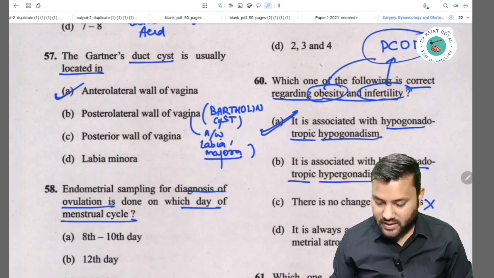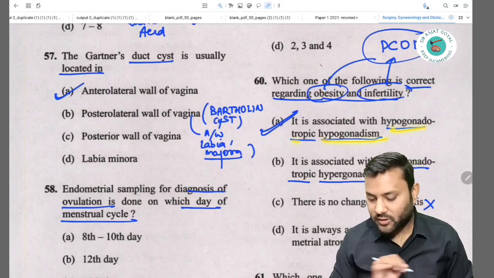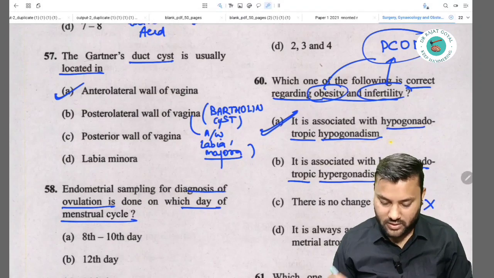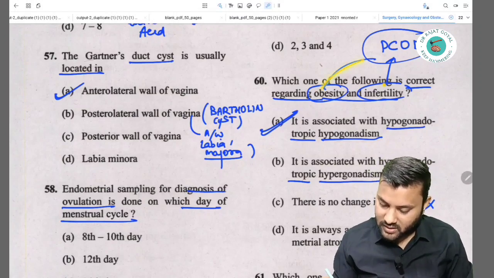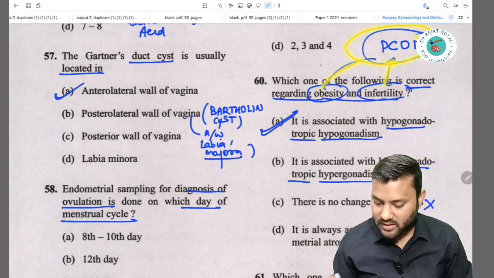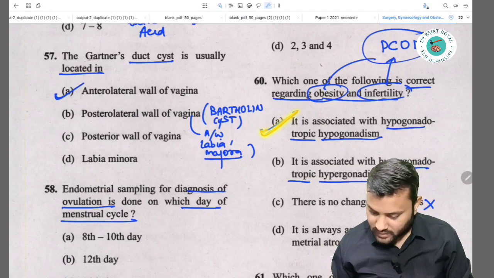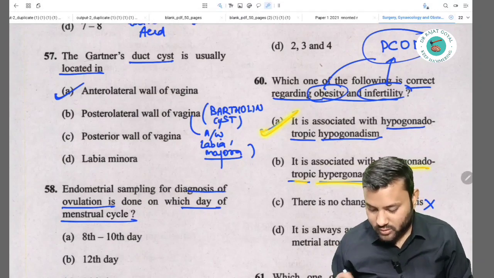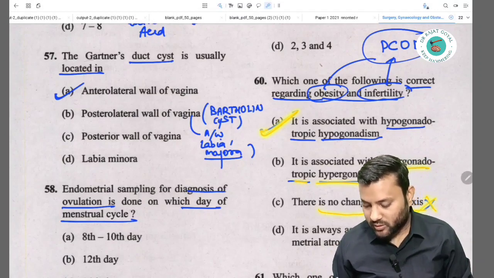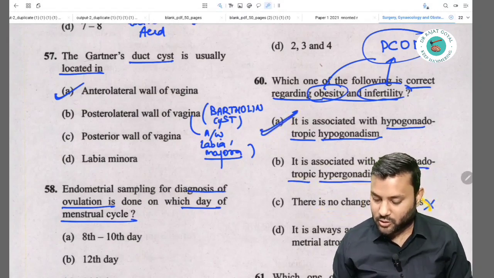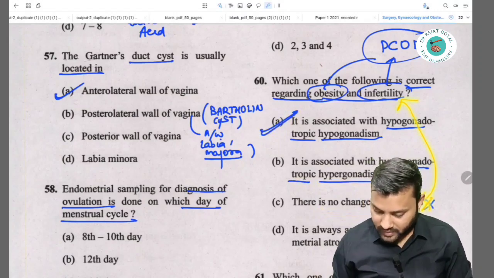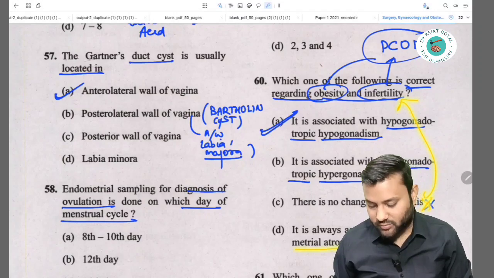Which of the following is correct regarding obesity and infertility? If it is asked about obesity and infertility, then it is associated with hypogonadotropic hypogonadism, which is PCOD. We know that obesity and infertility both are present in PCOD, and generally they are related to hypogonadotropic hypogonadism. So the answer here will be A. Hypergonadotropic hypergonadism, no. There is no change in the HPO axis, wrong. There is a change in the HPO axis, due to which there is infertility. It is always associated with endometrial atrophy, no.